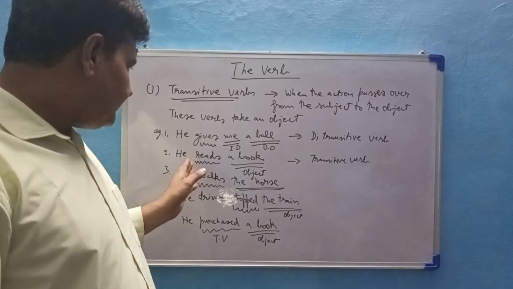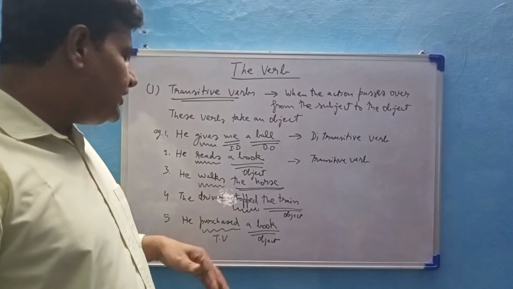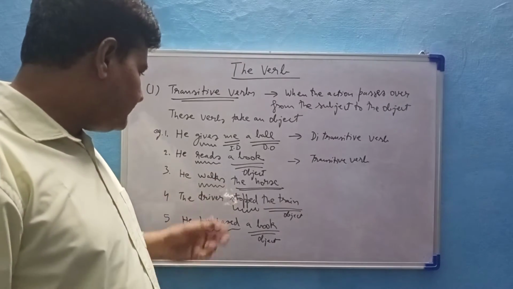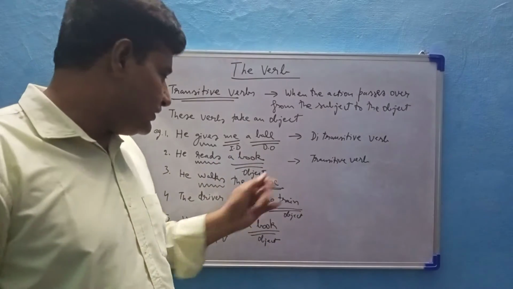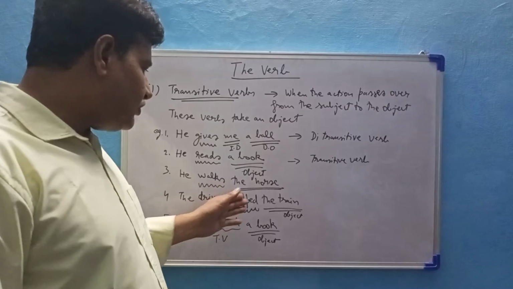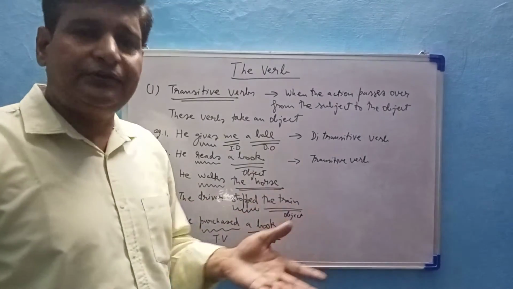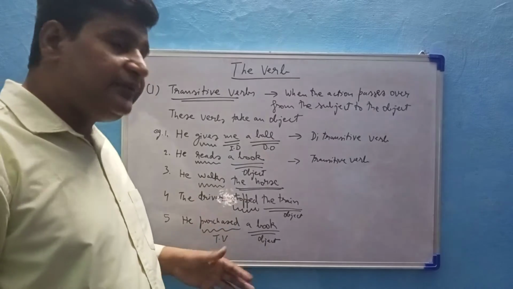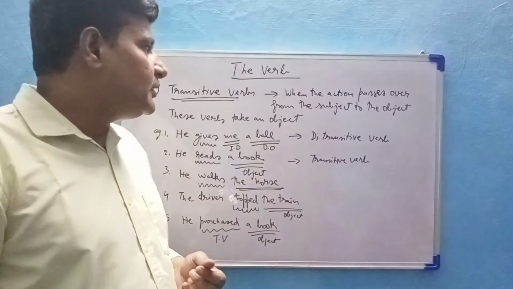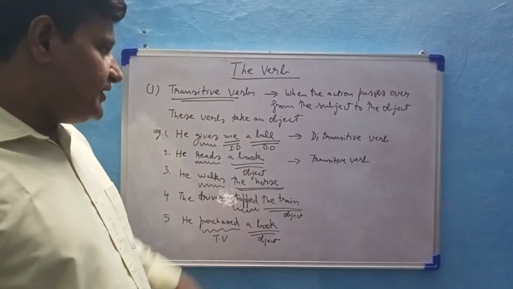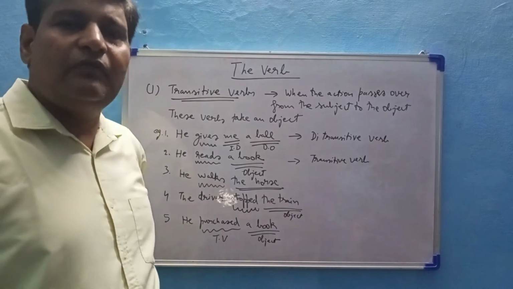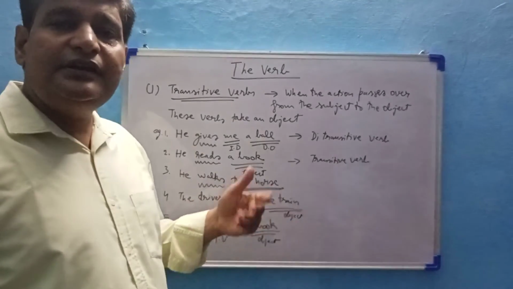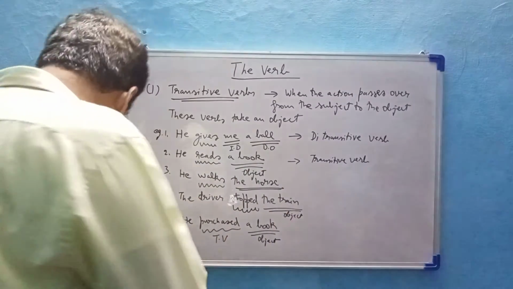Similarly, you can see he reads a book. He reads what? He reads a book. He walks the horse. He walks what? He walks the horse. The driver stopped the train. The driver stopped what? The train. He purchased a book. He purchased what? A book. So I hope you have understood this transitive verb. What are transitive verbs? Now let us see what are intransitive verbs.